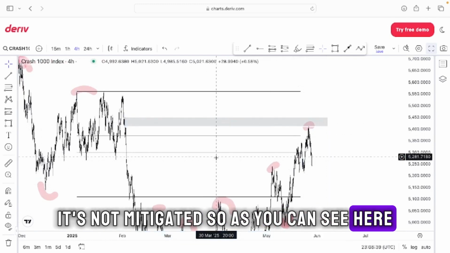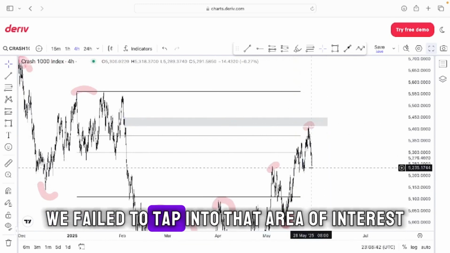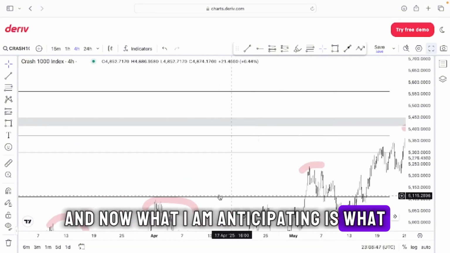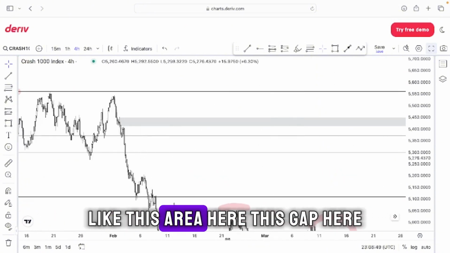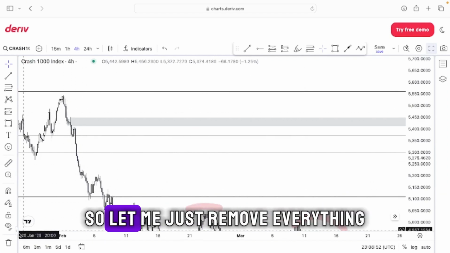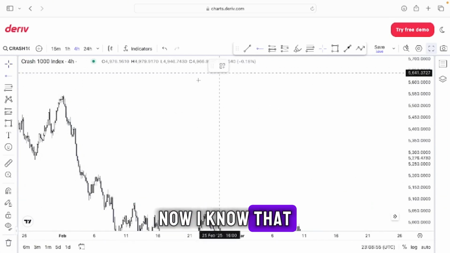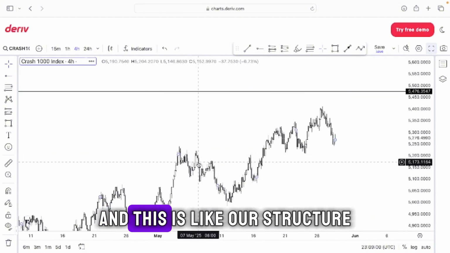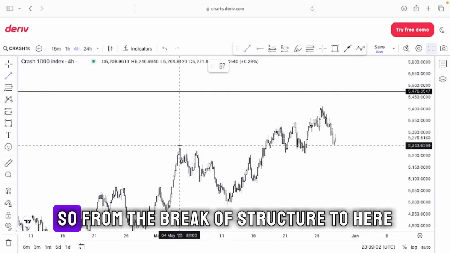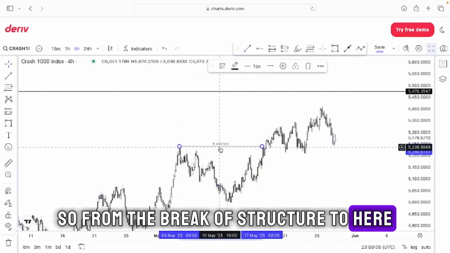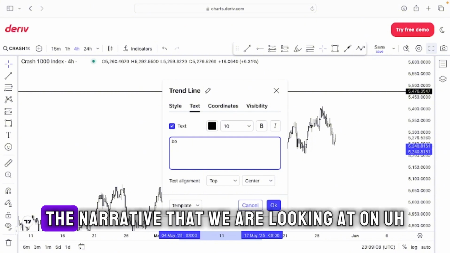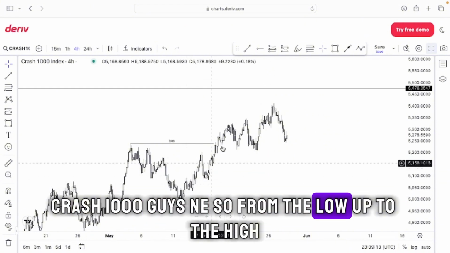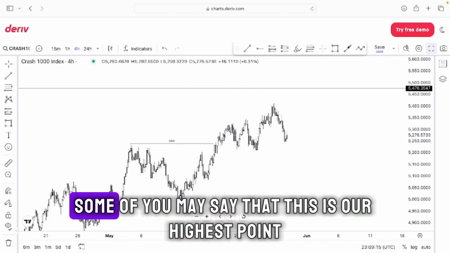So as you can see here, around here, we failed to tap into that area of interest. And now what I am anticipating is for the market to fill out this area here, this gap here. So let me just remove everything. Now I know that I'll be looking for the market to fill out this gap, and this is our structure. So from the break of structure to here, we already know the narrative that we are looking at on Crash 1000, guys.